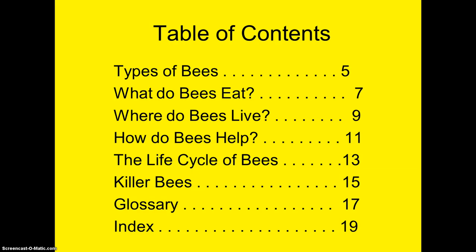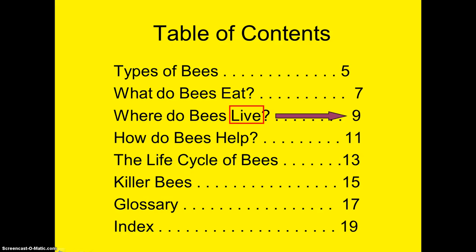Let's look at the table of contents. A table of contents is found near the beginning of a book, usually within the first 5 pages. In this book about bees, you can look at the table of contents to find the page that each section starts at. For example, if you want to find out where bees live, you would look at the table of contents, find the word live in a section or chapter title, and slide your finger across to find what page the section starts on. In this book, you would turn to page 9 to find out where bees live.